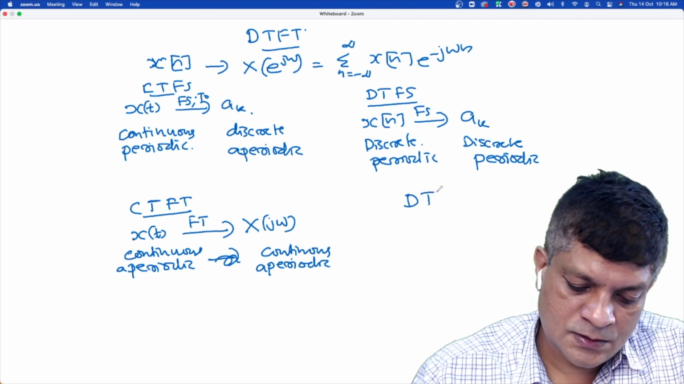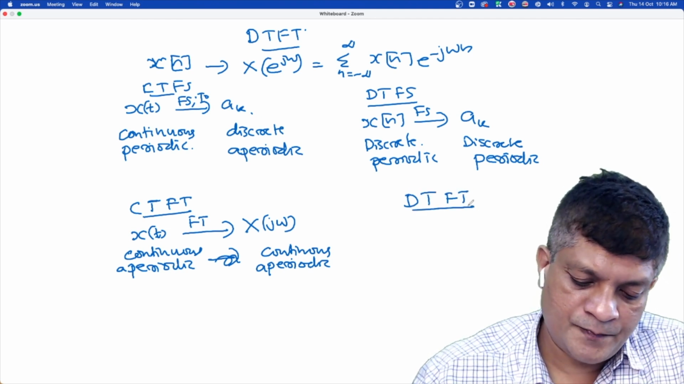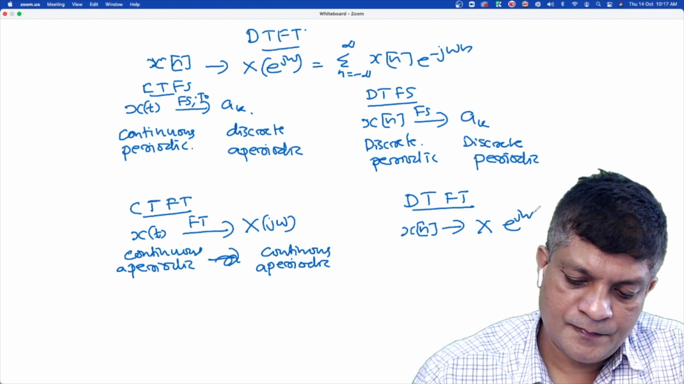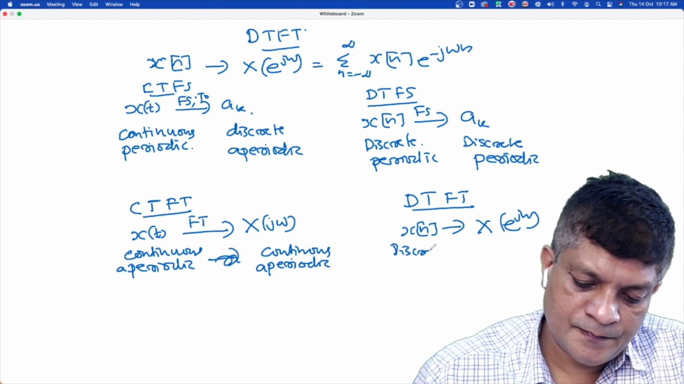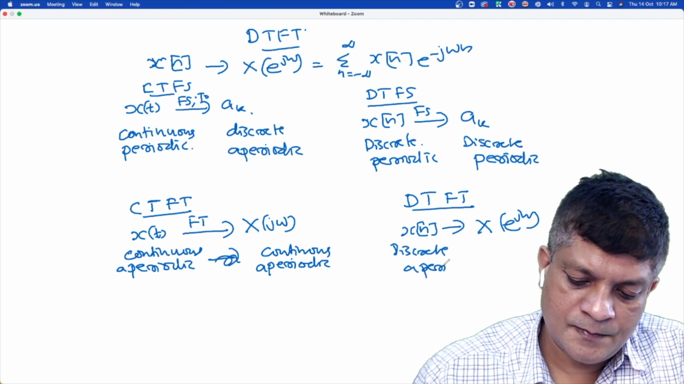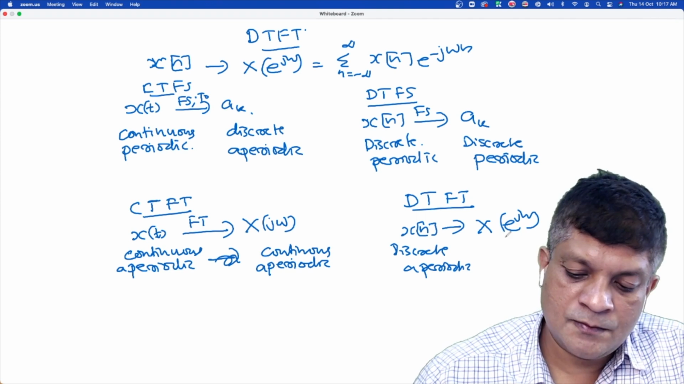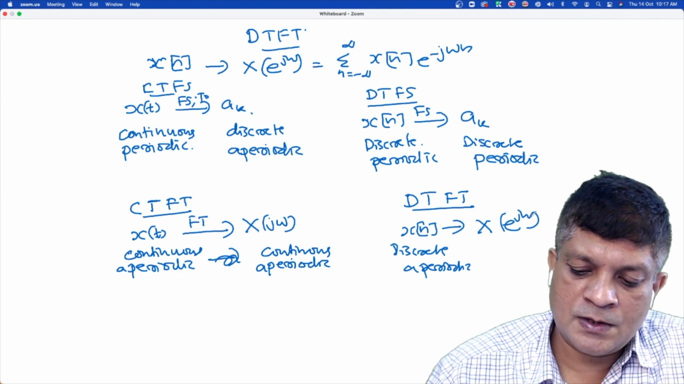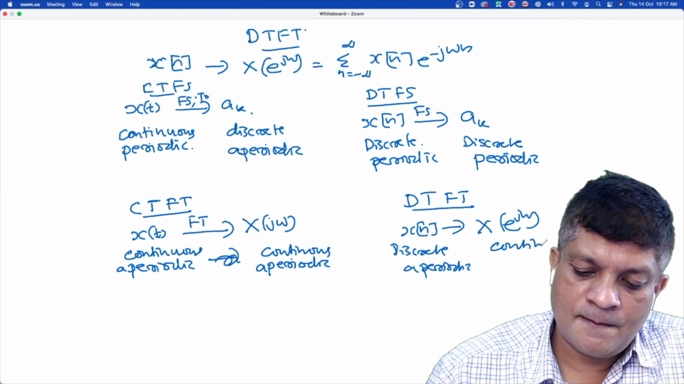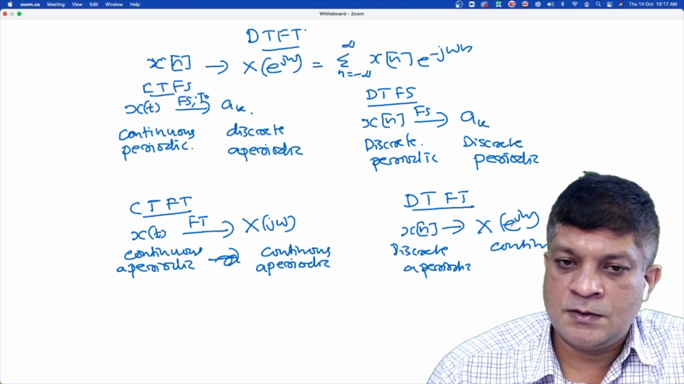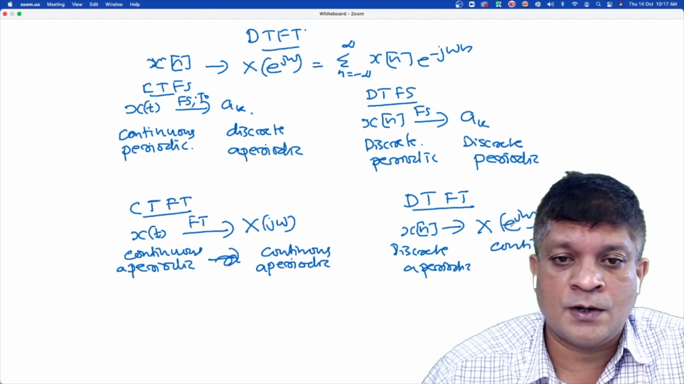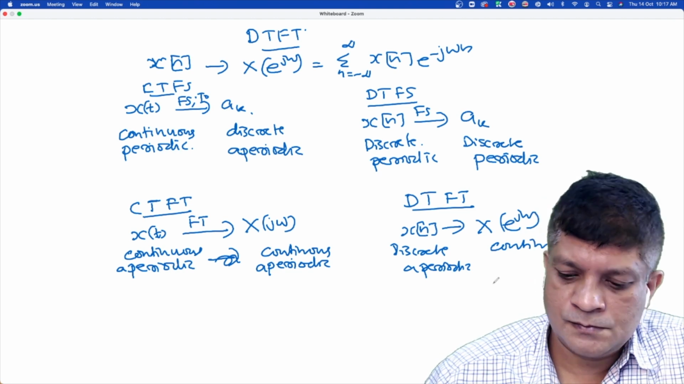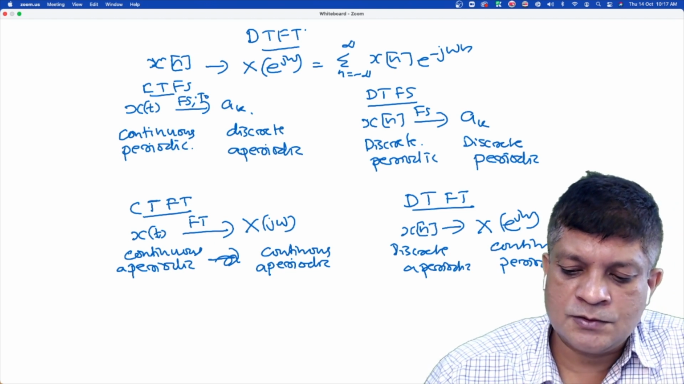And finally, we discussed the discrete time Fourier transform, where x[n] is discrete and aperiodic. And what is the nature of X(e to the power j omega)? It is a function of a continuous variable. And is there any periodicity in the Fourier transform of a discrete time signal? Yes, it is periodic, because it is 2 pi periodic.